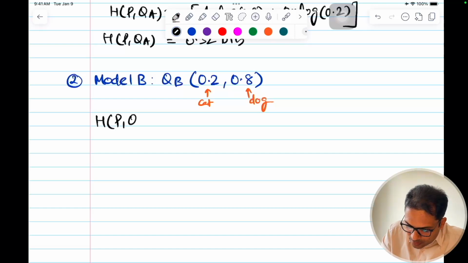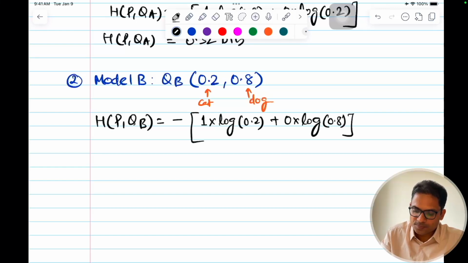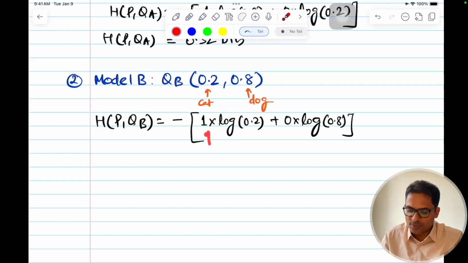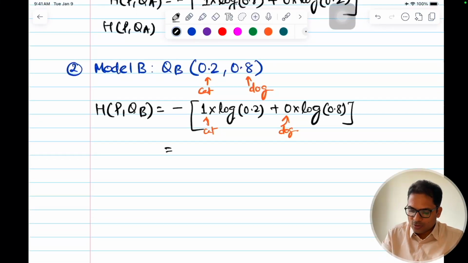H of P comma Q of B. This will be negative of, actual probability 1 into log of 0.2, plus actual probability 0 into log of 0.8. I have directly written the formula. This is the probability of cat, this is the probability of dog. Minus, okay, all of it is log base 2, so that's implicit.